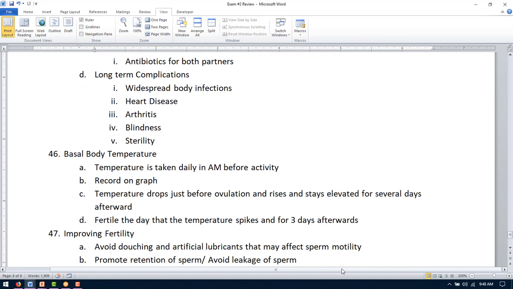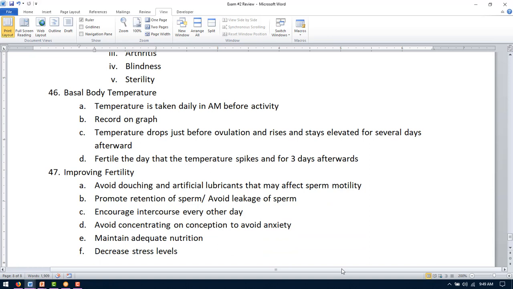Review the basal body temperature. And know fertility. What helps these moms become more fertile? Remember we talked about douching, and they actually kind of affect how well the sperm can swim. Teach them to try and keep the sperm from leaking. Encourage intercourse every other day, not every day. The more they concentrate on it, the less likely the pregnancy is going to happen.